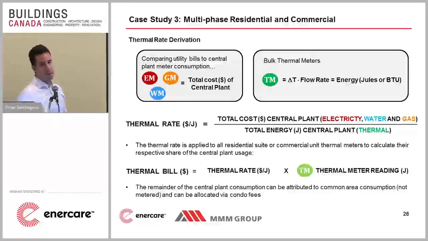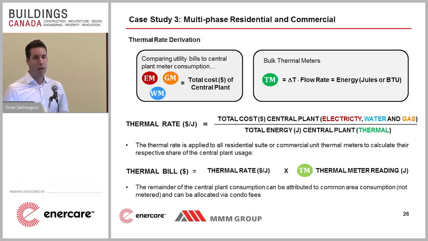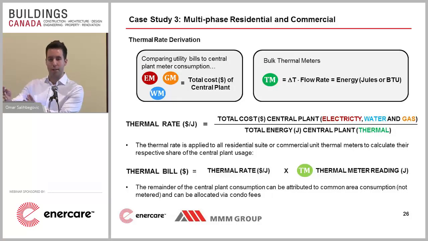Having our electricity, gas, and water utility bills, we can determine the total cost of the central plant. Because we're metering the central plant, we have utility bills, whether it's from Enbridge, Toronto Hydro, or the City of Toronto, and we determine the total cost of our central plant. Then we've installed a main thermal meter at the output of our central plant that gives us the total energy. So we take the total cost of the central plant divided by the total energy being output of the central plant, and we get a rate in dollars per megajoule. You can now multiply that rate by your individual submeters, and you're recouping the cost of your central plant.